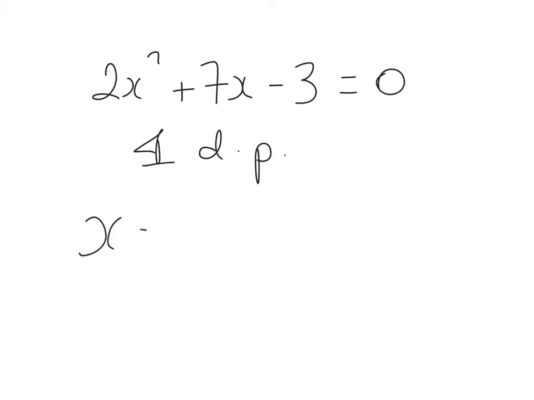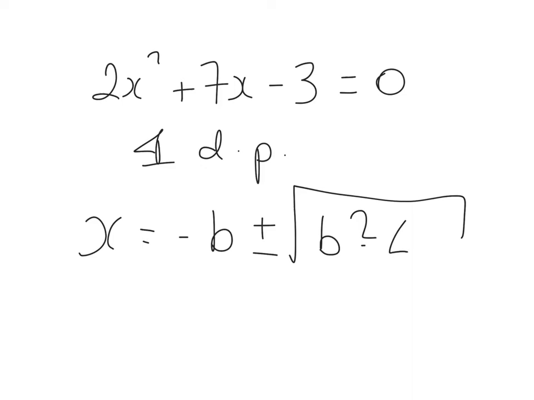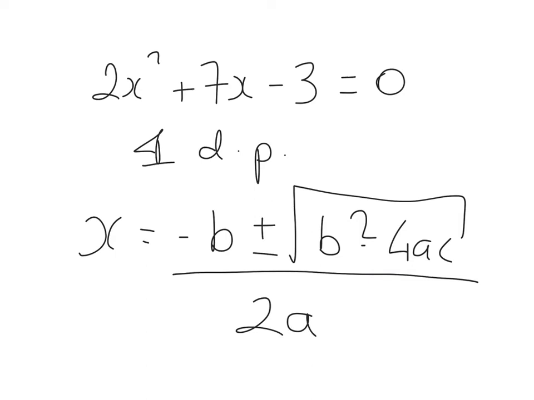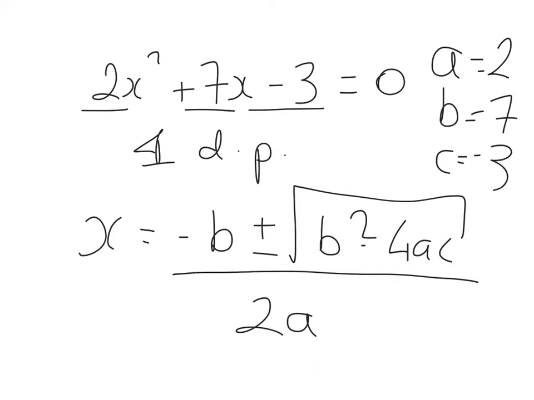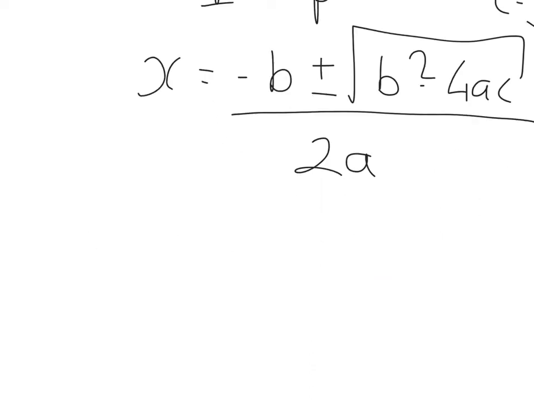So the quadratic formula is x equals minus b plus or minus the square root of b squared minus 4ac all over 2a, which you can get from the formula sheet. I'm then looking to identify a, b and c, so a is 2, b is 7 and c is minus 3. So I'm going to put that into the equation.